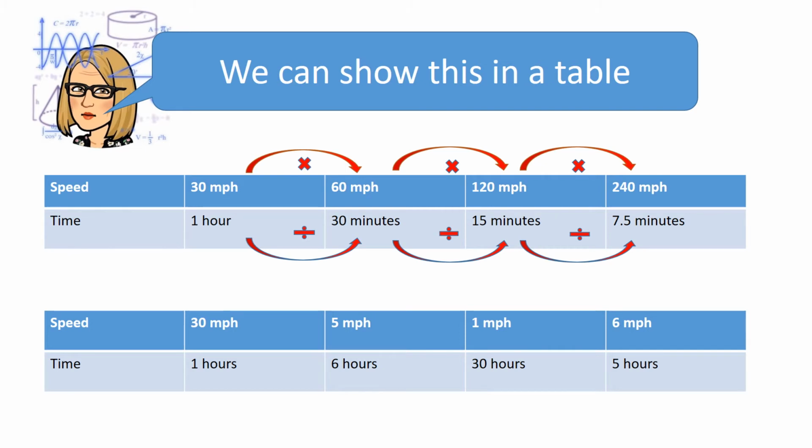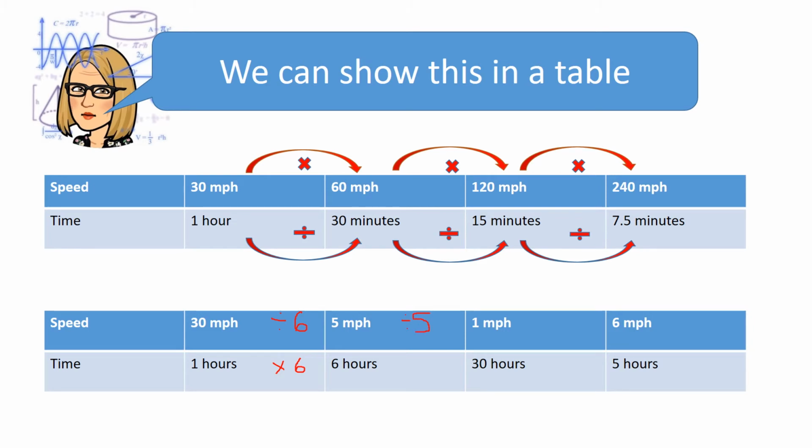So if I'm travelling at 30 miles per hour, we know it takes me 1 hour to get to work. If I change my speed and I drive at 5 miles per hour, then my speed has been divided by 6, which means my journey time has to be multiplied by 6. So if I'm travelling at 5 miles per hour, it's going to take me 6 hours to get to work.